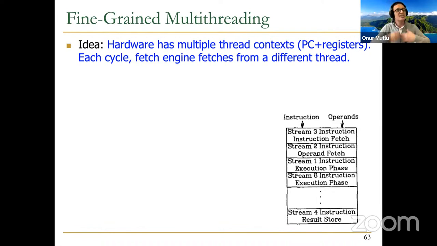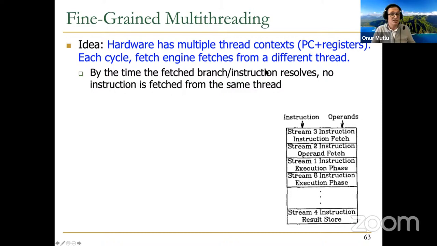By the time the fetched branch or instruction resolves, no instruction is fetched from the same thread. Basically, we're going to execute an instruction from this thread, and we're not going to fetch any instruction until we are sure that there are no control or data dependencies for the next instruction that we fetch. In the meantime, we're going to fill the pipeline with instructions from different threads.